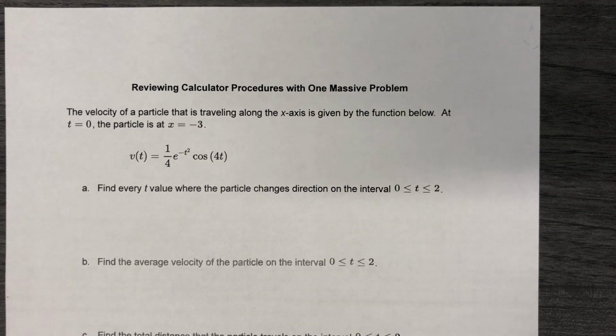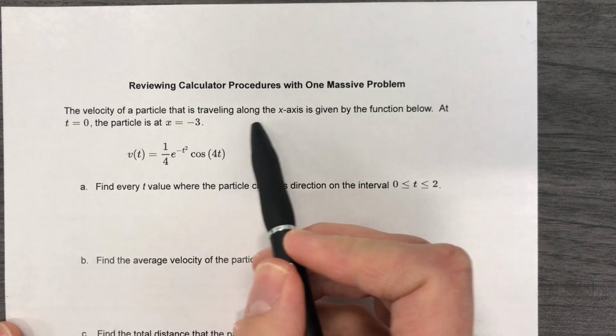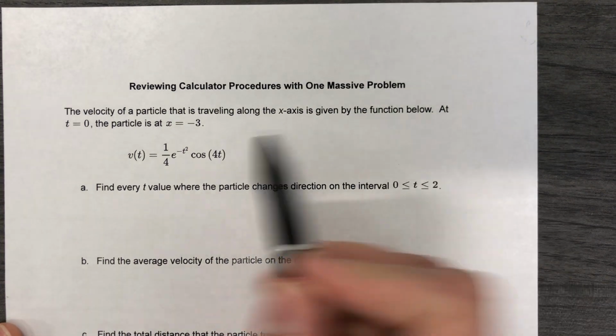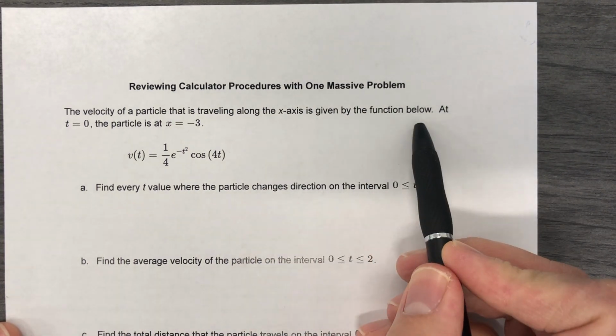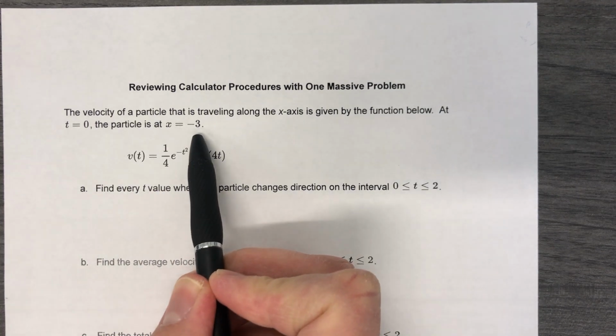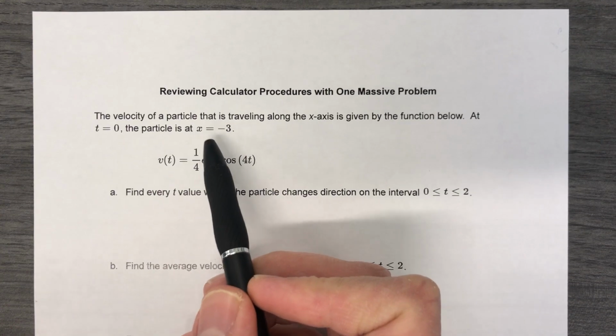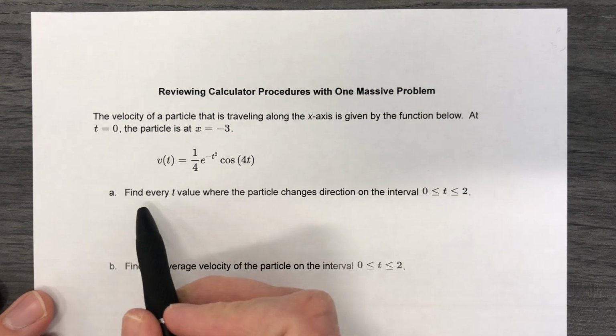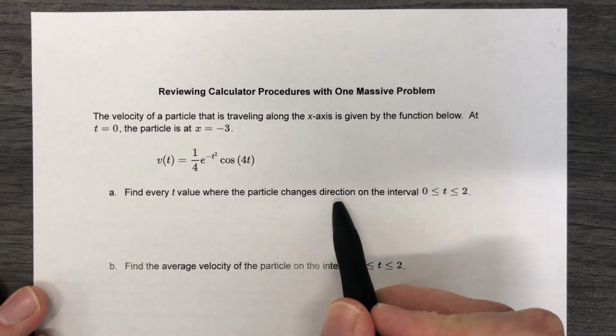Let's review calculator procedures with one massive problem. The velocity of a particle that is traveling along the x-axis, so back and forth in a horizontal fashion, is given by the function below. At time t equals 0, the particle is at x equals -3. Whenever they tell you something like that, you'll probably need it later, maybe not initially. So find every t value where the particle changes direction.